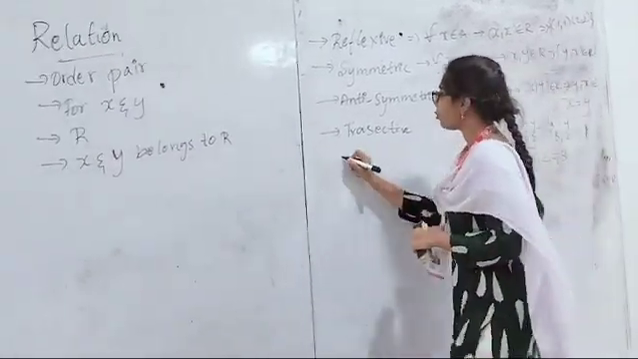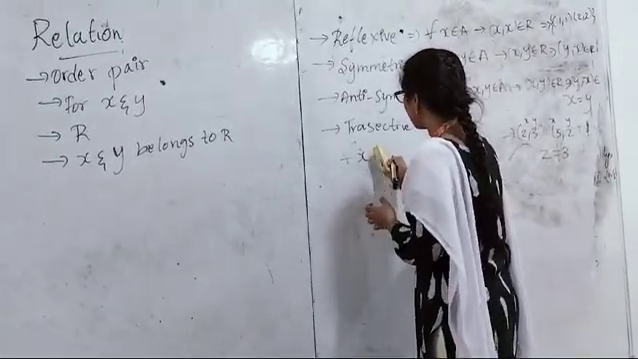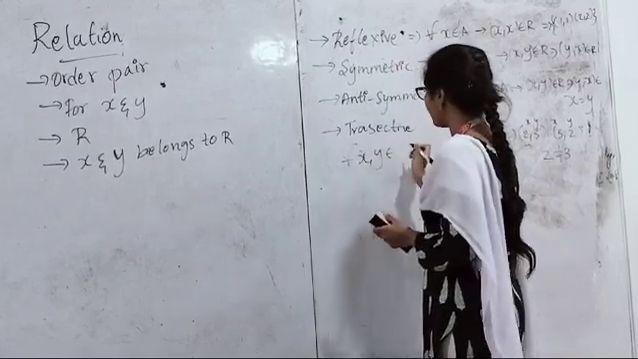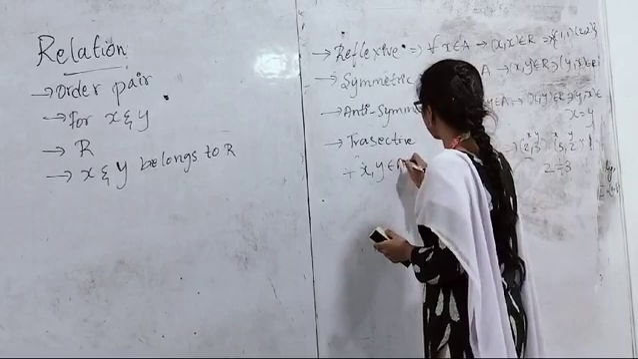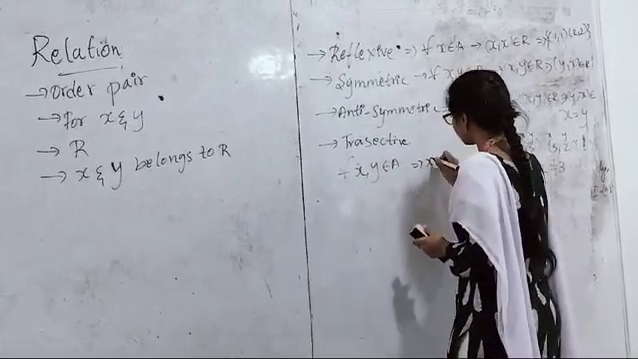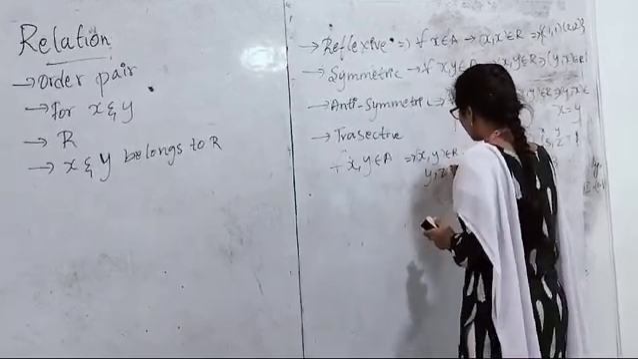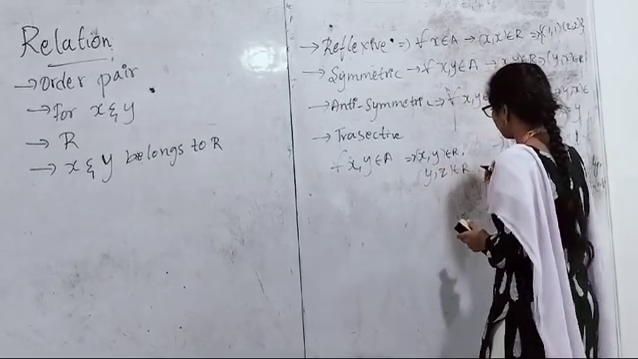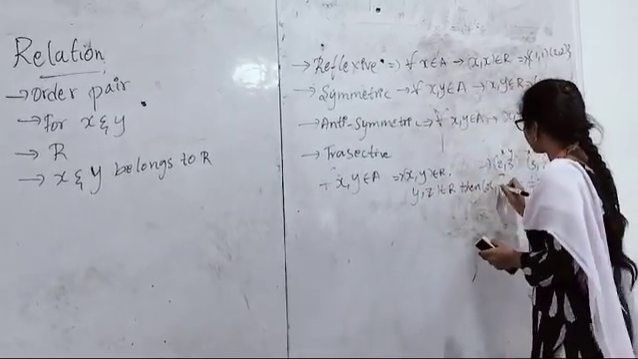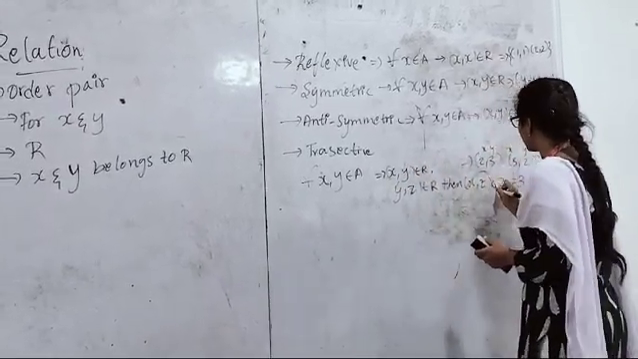Transitive means for all, we have to take three parameters, so x, y, z belongs to A, (x, y) belongs to R, (y, z) belongs to R, then (x, z). So y cancels, we should get (x, z) belongs to R. That's all.